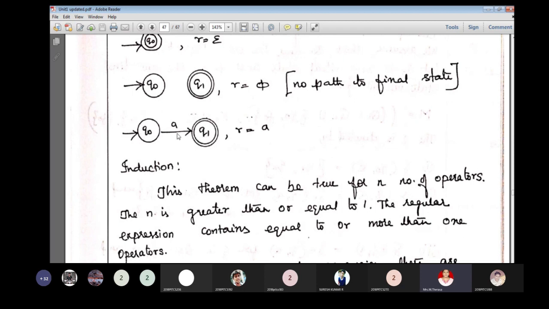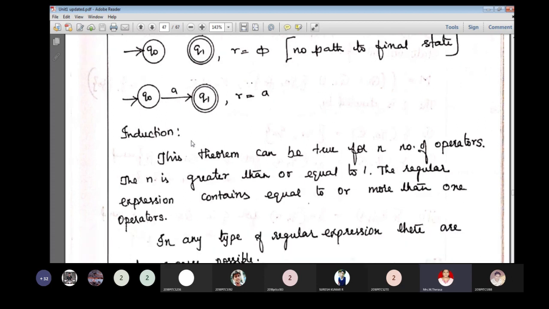How can you say it is accepted? When will you say the language is accepted? After reading the string, when the finite automaton halts at the final state, then you can call the string accepted. So here, q0 is the initial state. After reading a, we are halting at q1. So q1 is the final state. How can you tell q1 is the final state? It is represented with a double circle. Good. Next.